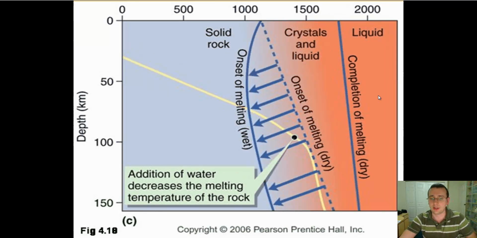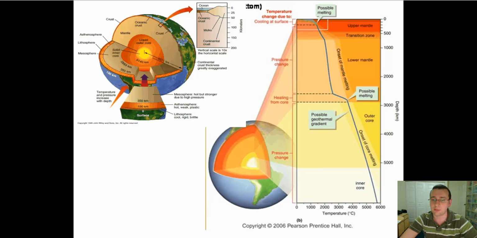We also talked that if you wet the rock, you lower the onset of melting, and therefore you're going to make this rock easier to melt. Now, this all helps us understand the interplay between the layers of the earth and magma formation.